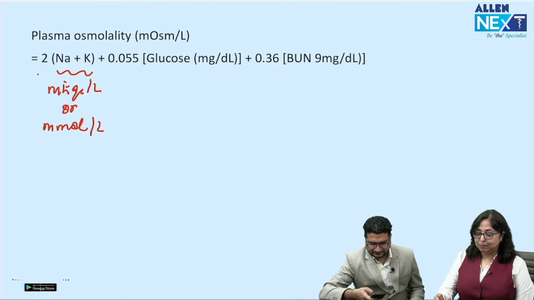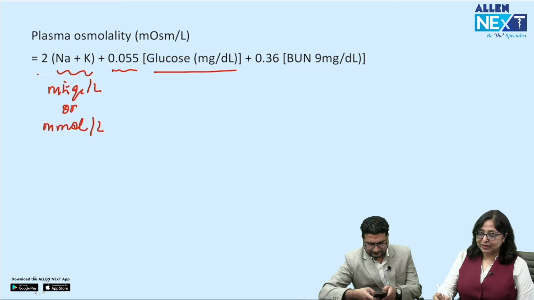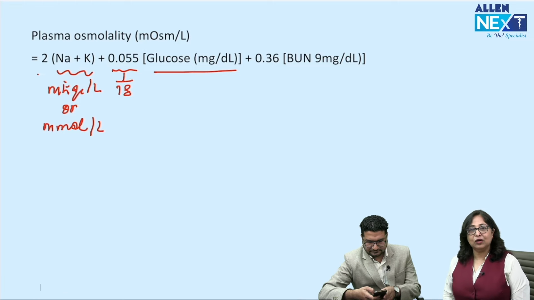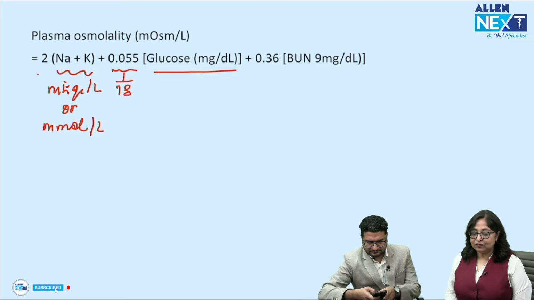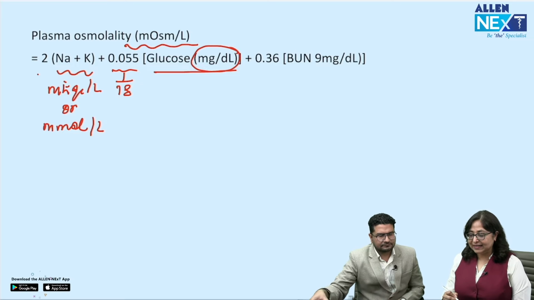Plus 0.055 into glucose in milligrams per deciliter. 0.055 can also be written as 1 upon 18. Why do we multiply glucose by 0.055? To convert it from milligrams per deciliter to milliosmoles per liter.